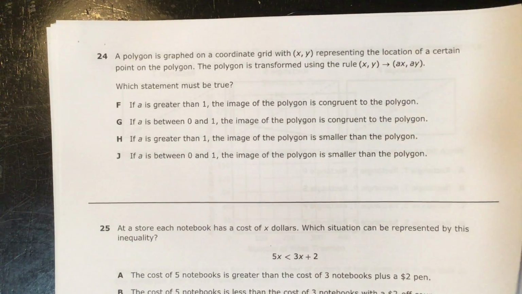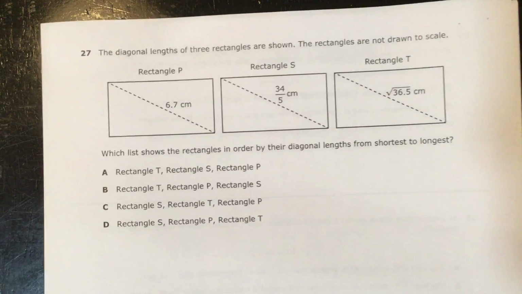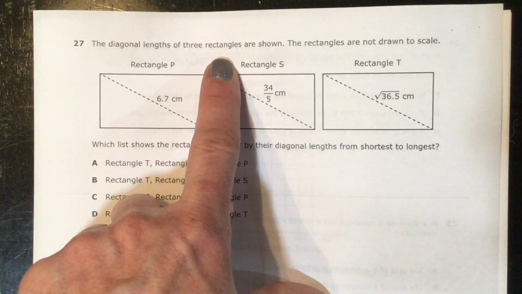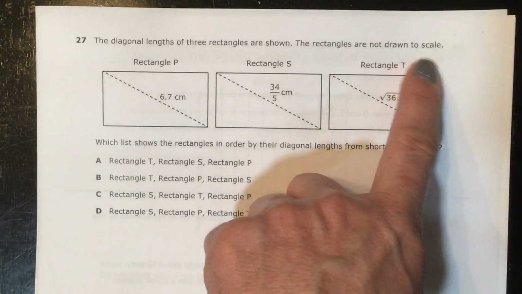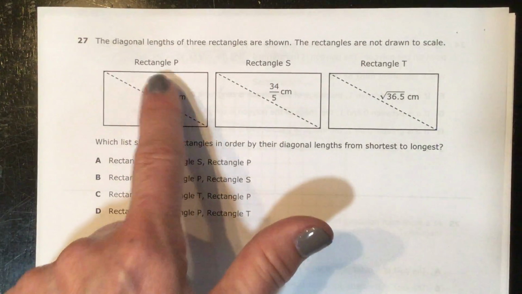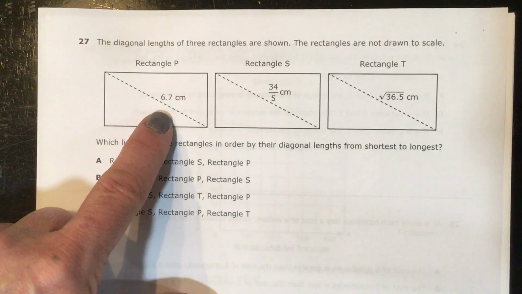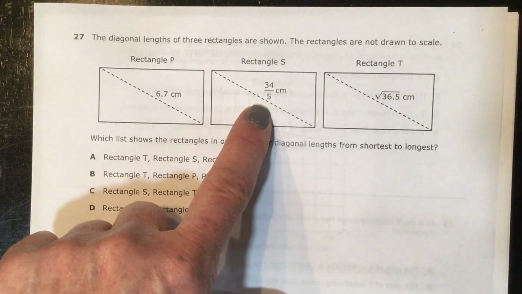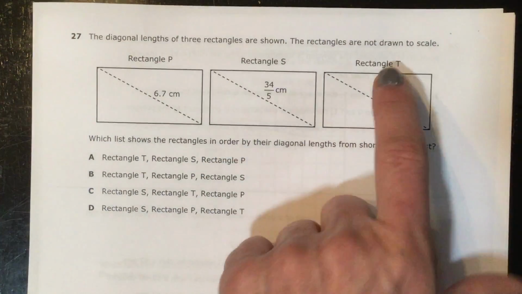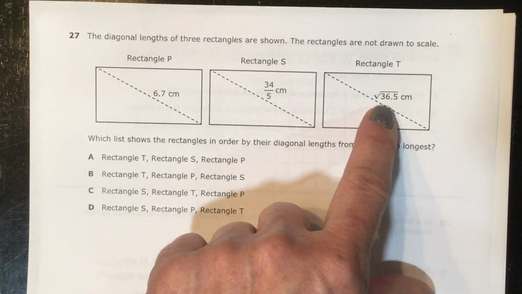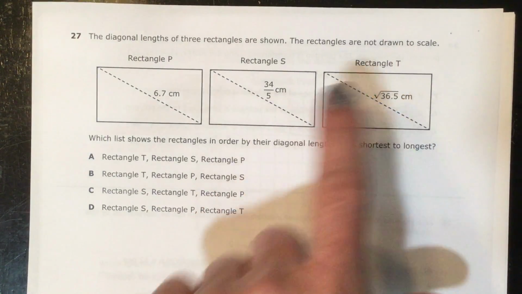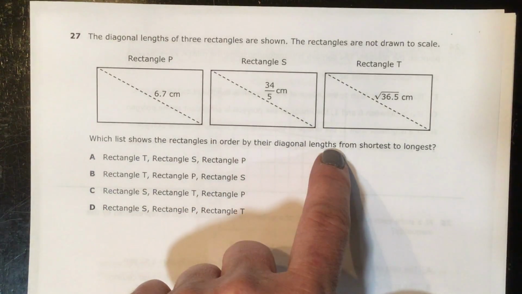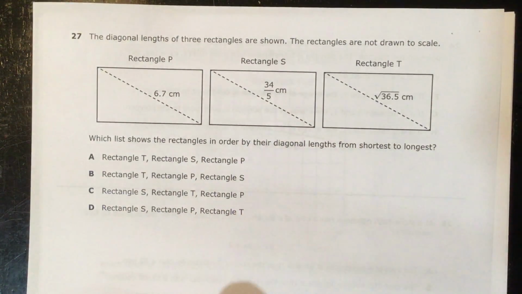Okay. Question 27. The diagonal lengths of 3 rectangles are shown. The rectangles are not drawn to scale. Rectangle P, 6.7 centimeters. Rectangle S, 34/5 centimeters. Rectangle T, the square root of 36.5 centimeters. Which list shows the rectangles in order by their diagonal lengths from shortest to longest?